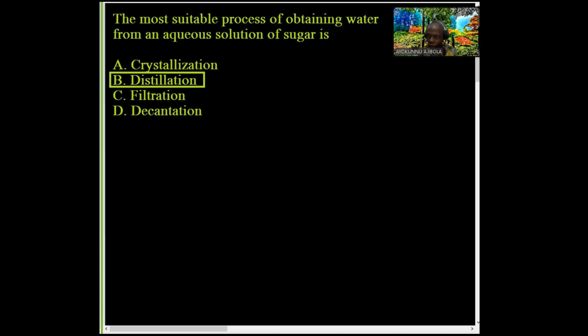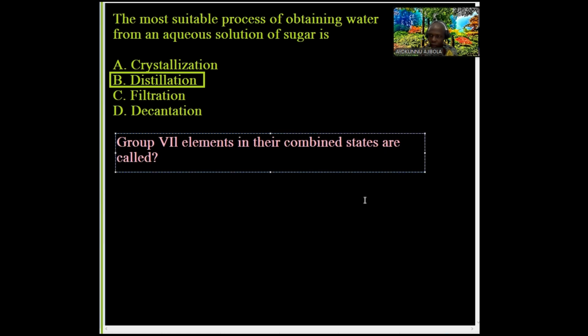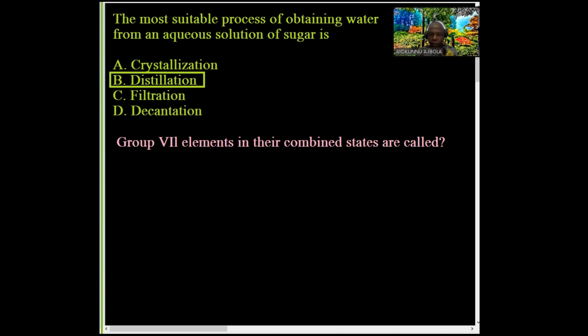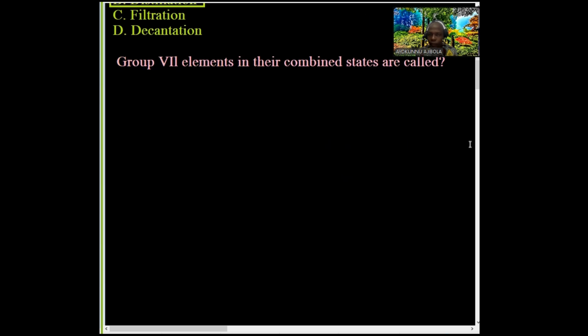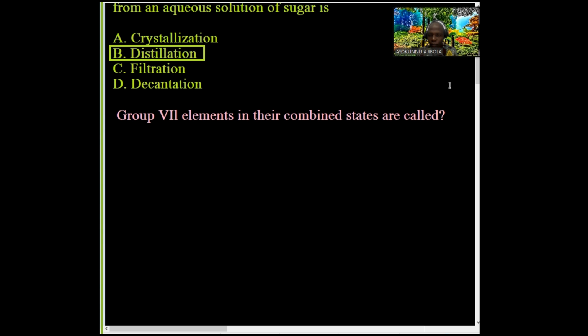So look at the next question. Read this, Messi. Elements in their combined states are called dash.